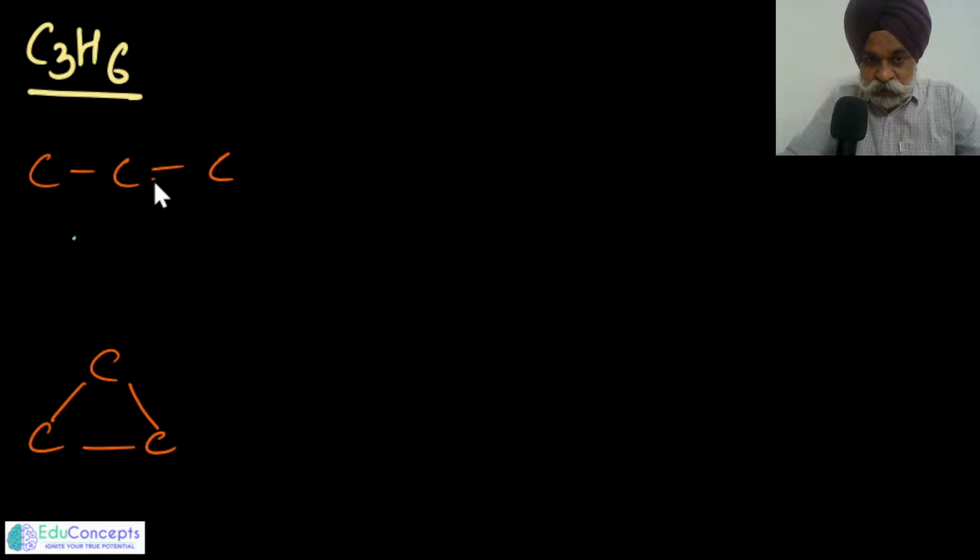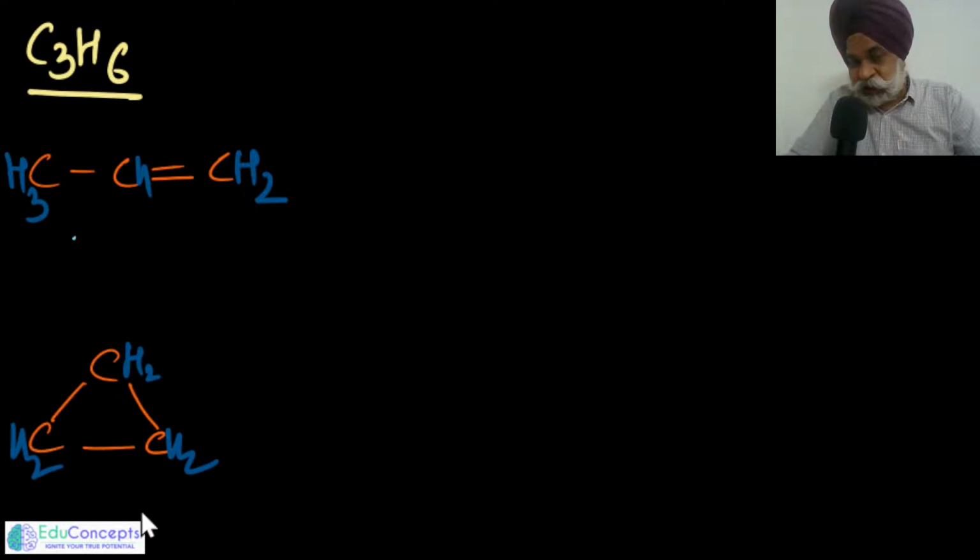If I place one double bond here and add the hydrogens, just to keep the tetravalency of carbon intact, I add the required number of hydrogens onto this. Similarly, here each carbon is attached to two bonds, so two hydrogens and two hydrogens, and it becomes C3H6. Now in this particular case, I am explaining what we conceptually mean by degree of unsaturation.